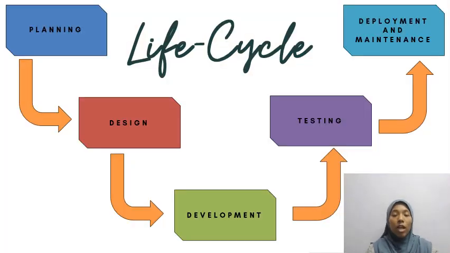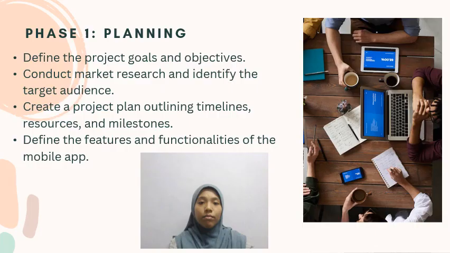So this is the mobile application development life cycle. Actually, the mobile application life cycle has 5 phases, which are planning, design, development, testing, and lastly, deployment and maintenance. For phase 1, which is planning, define the project goals and objectives, conduct market research and identify the target audience, create a project plan outlining timeline, resources, and milestones, and define the features and functionalities of the mobile apps.